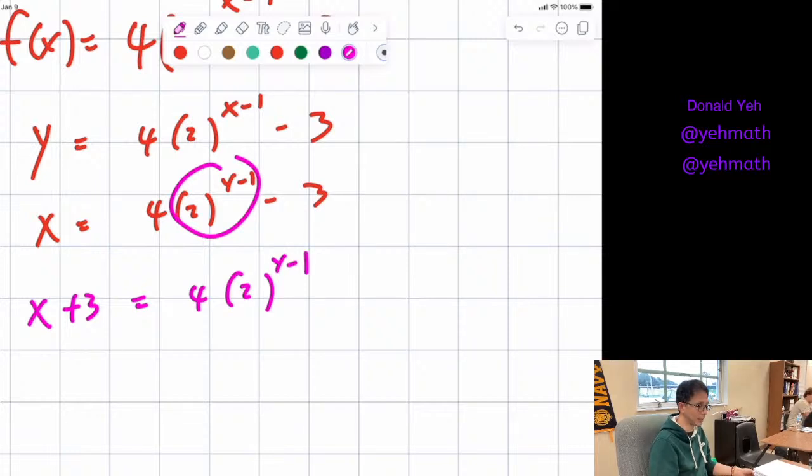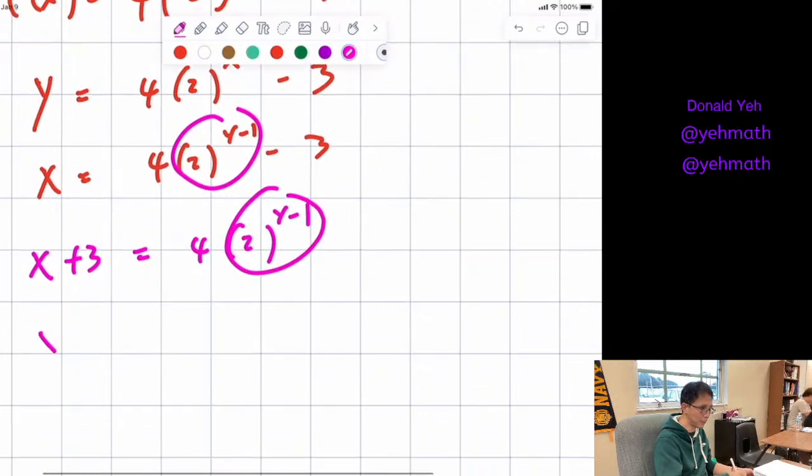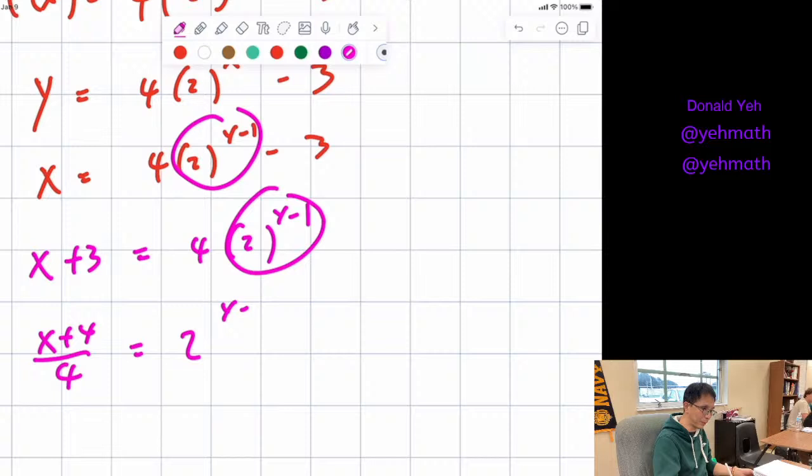How do I isolate this? Divide by 4. Is equal to 2 to the y minus 1. How do you get rid of the 2? You turn it into a fraction, so... No. A good idea, but no.